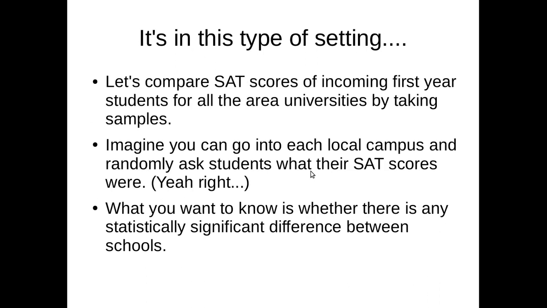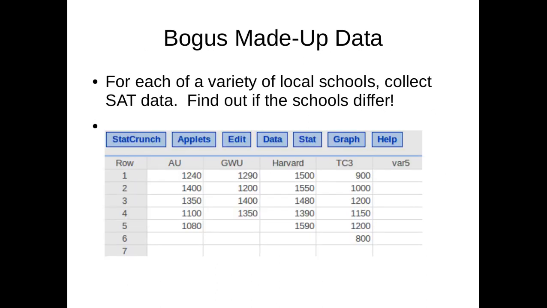So it's in this type of setting. Let's compare SAT scores of the incoming first-year students for all area universities by taking samples. Let's imagine you can go into each local campus and randomly ask students what their SAT scores were. Of course that's not going to work, but we're going to pretend. What you want to know is whether there is any statistically significant difference between the schools. So this is completely made up, bogus data. For each of a variety of schools, you walk up onto the campus and you ask some students randomly what was your SAT score? And you get some answers from AU, George Washington, Harvard, that's a local school, and TC3. Let's just do that.